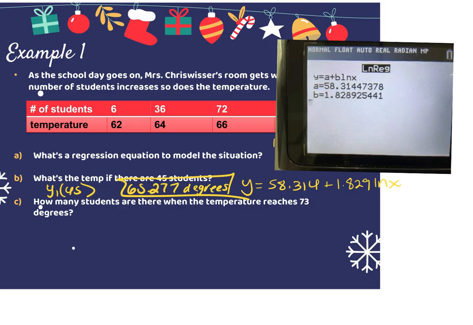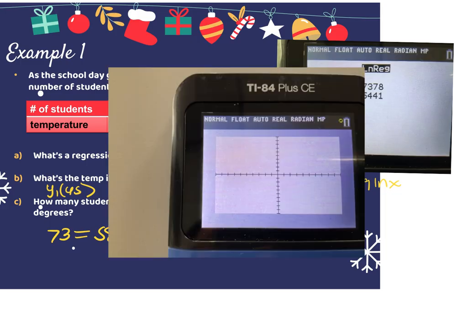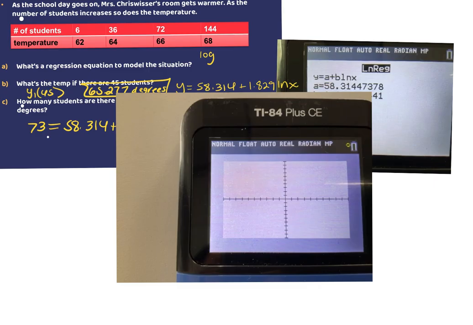So now this is the output value, yes? How do I figure that out? Going to the graph, y equals 73. Good. The other way I could do it is say 73 equals 58.314 plus 1.829 ln x. I would subtract the 58, divide by the 1.829, and then e to that power would also give me an answer, okay? But I'm going to go to the graph. Oh, let me go to what my normal window is.